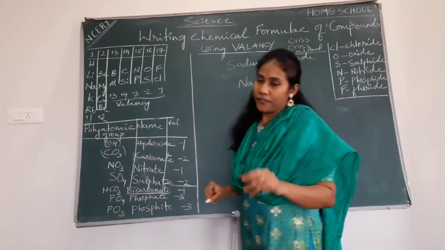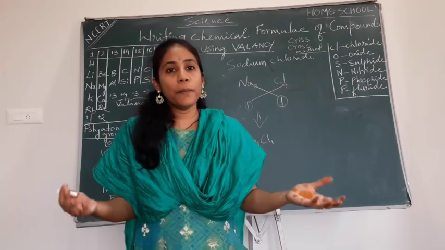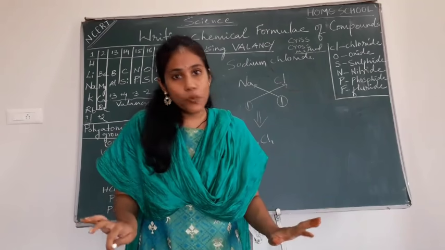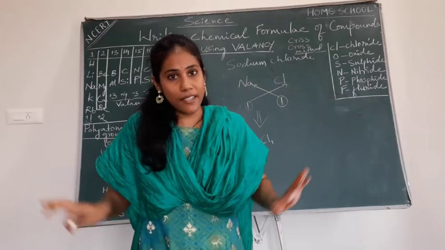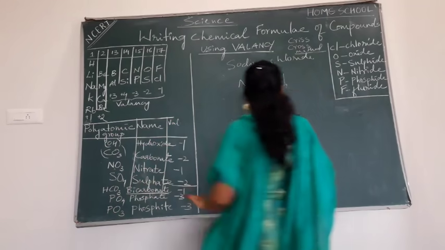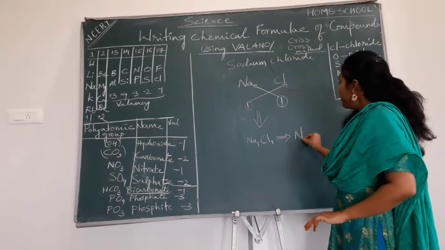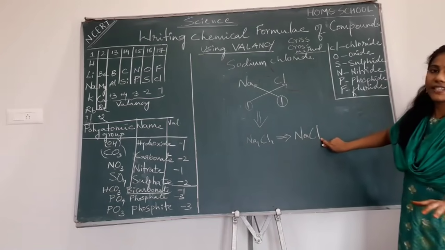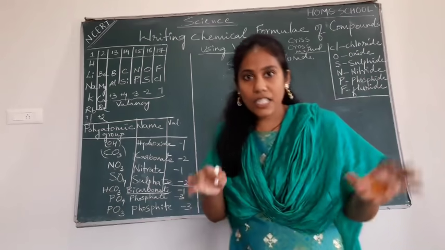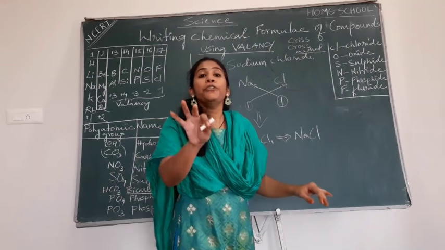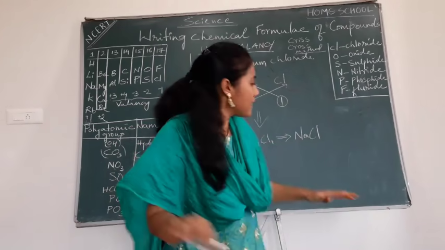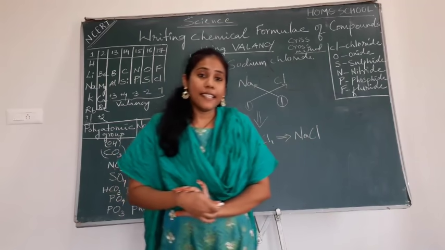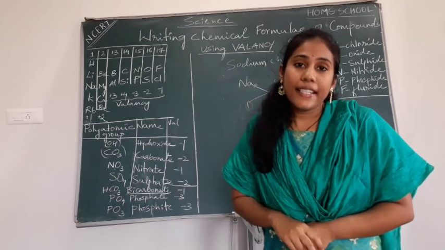And when a digit is 1, even if you don't mention it, it's fine, because if no digit is there, it is understood that there is always 1, in science or maths, wherever it is. So now the formula of sodium chloride will be NaCl. Whenever 1 comes as a digit, you need not mention that digit. You can just write as it is. So the formula of sodium chloride is NaCl. This is how we write NaCl.